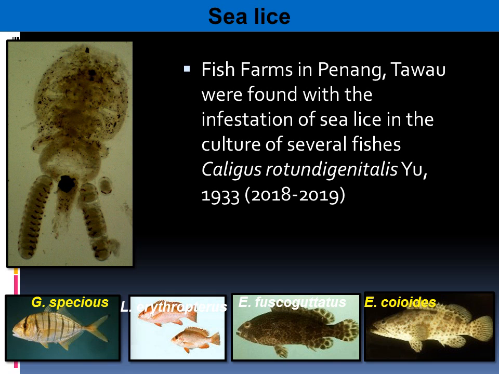And some of the fish farms in Penang and in Tawau, Sabah area were found with the infestation of sea lice in the culture of several fishes, such as snappers and groupers. So the parasite is Caligus rotundigenitalis, this one.